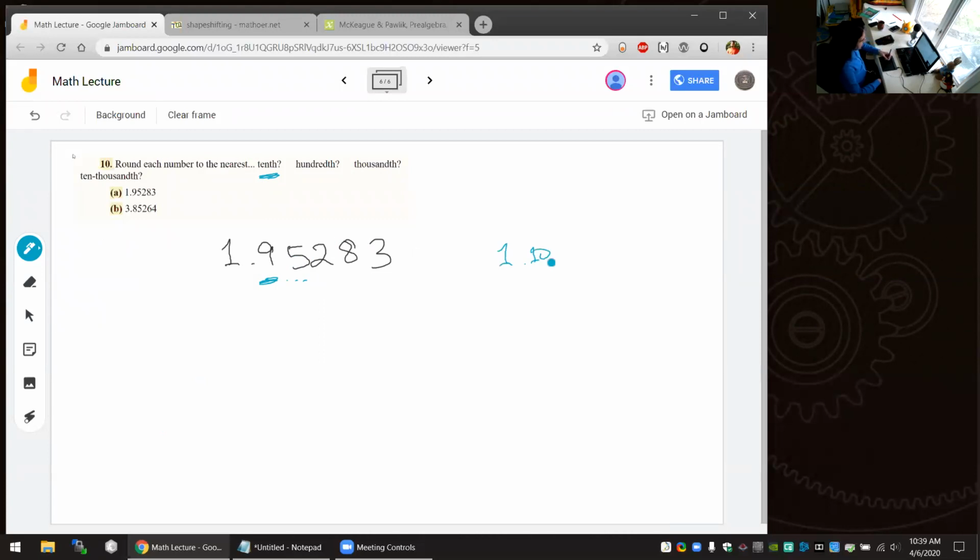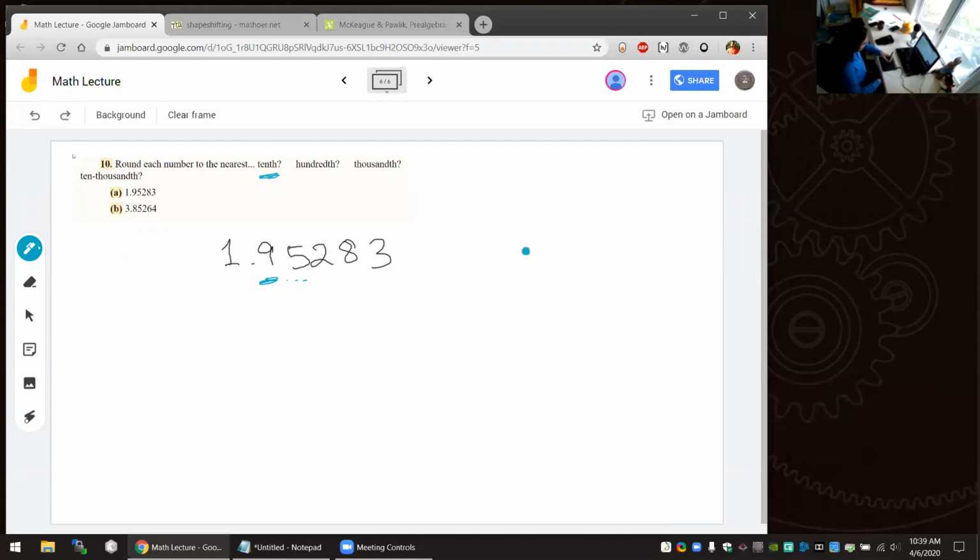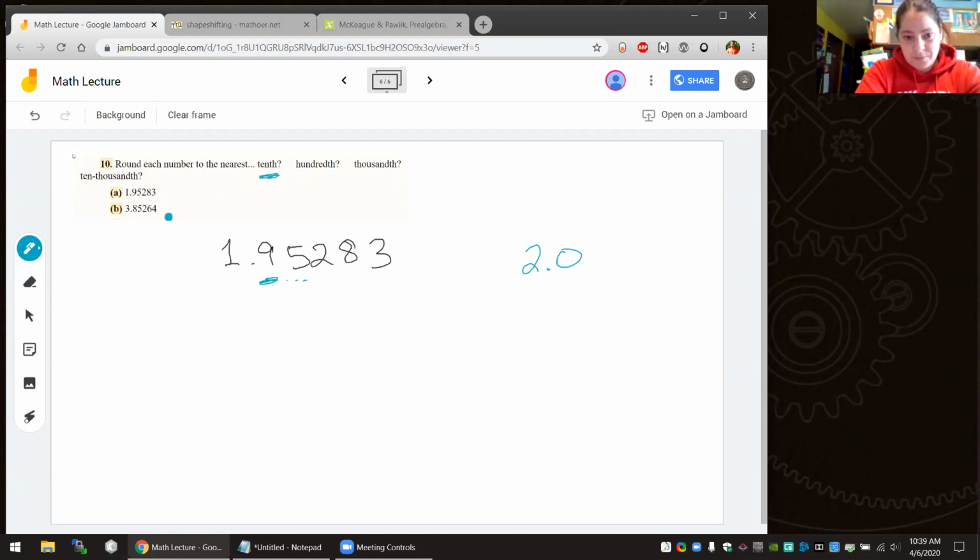What do I do? Add it to the 1. Change the 1. Yeah, I have to carry. So this is going to be 2.0. Now, can I write more zeros after this? I could. Doesn't really matter. I've rounded to the nearest tenth.